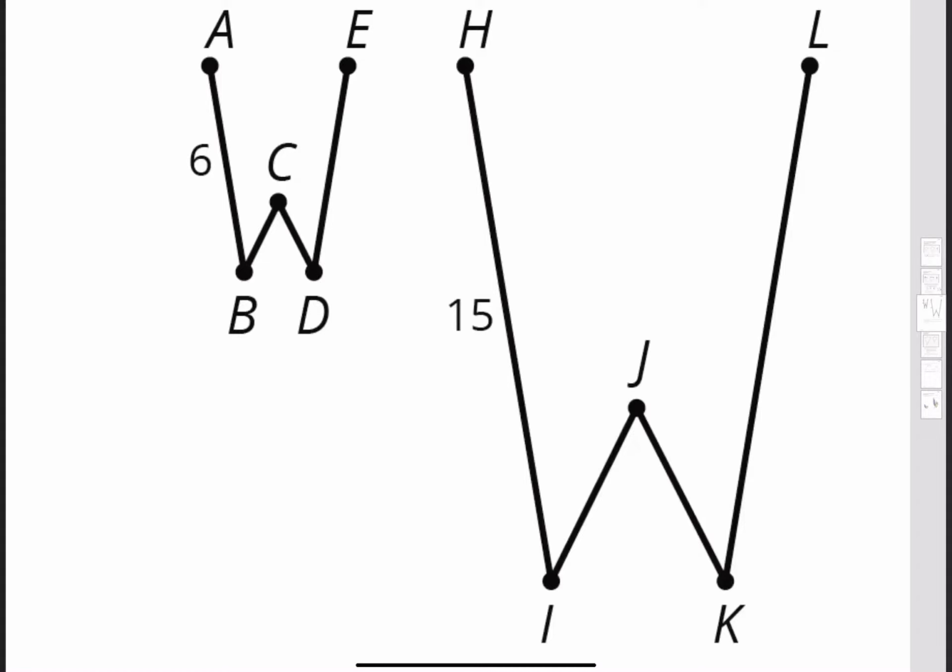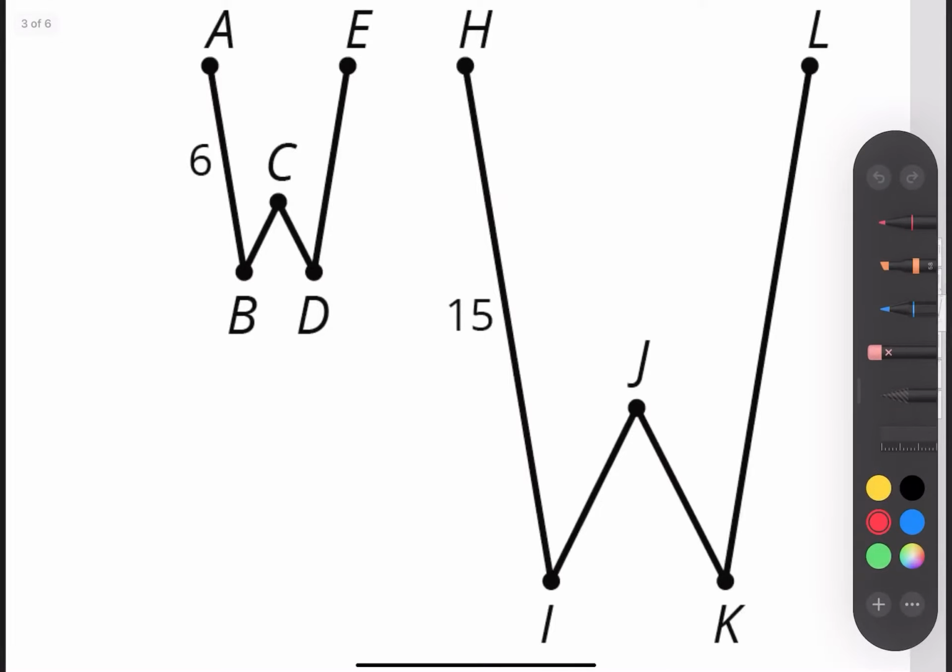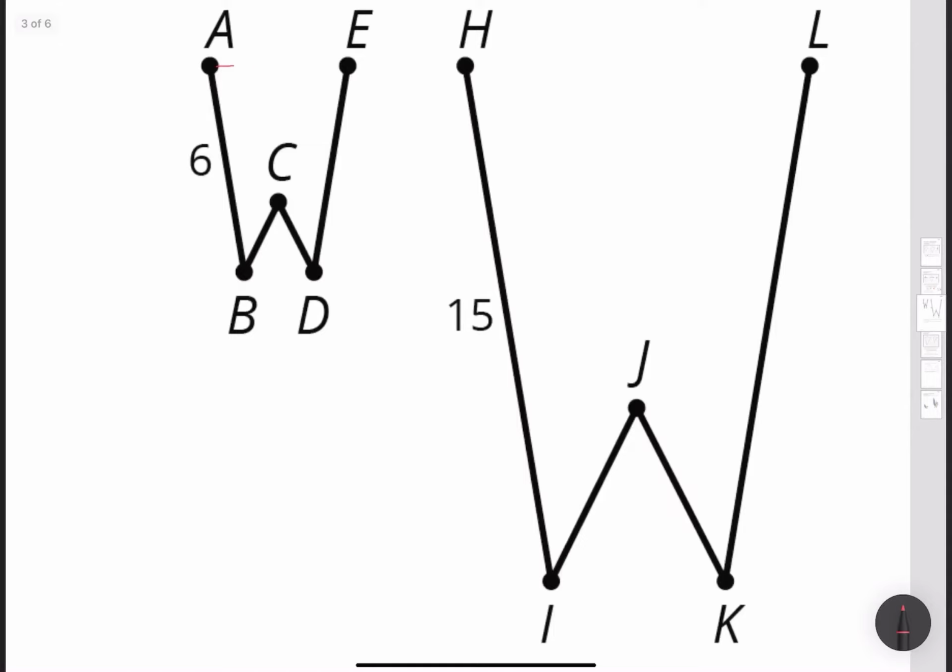But anywho, for question 3, it says the larger figure is a scale copy of the smaller figure. It says if AE is equal to 4, how long is the corresponding distance in the second figure? Explain or show your reasoning. All right, so let's look at A to E. It's saying A to E is 4 units going across, okay? And what it's asking you is to not guess, but figure out what would be the distance between H and L.